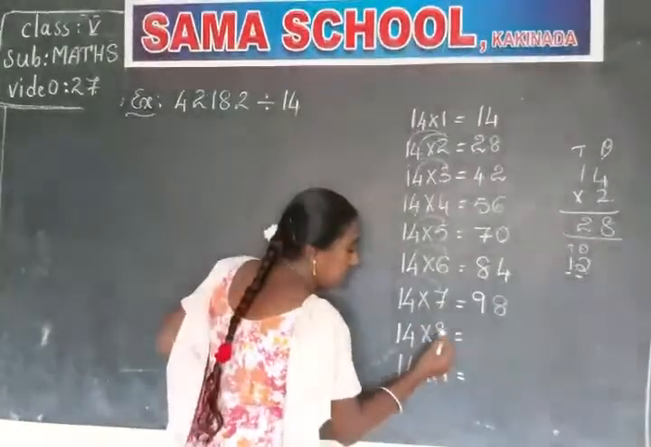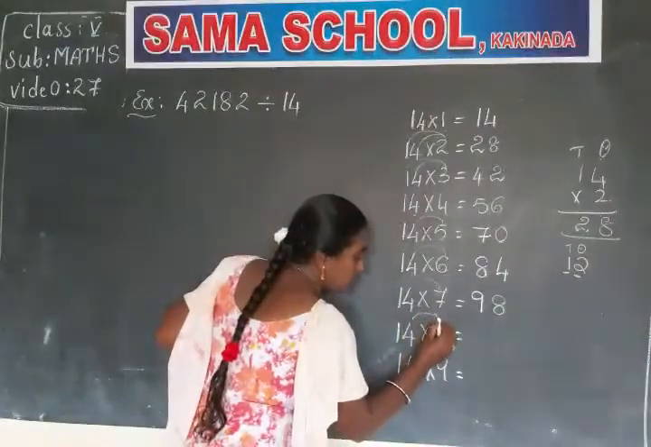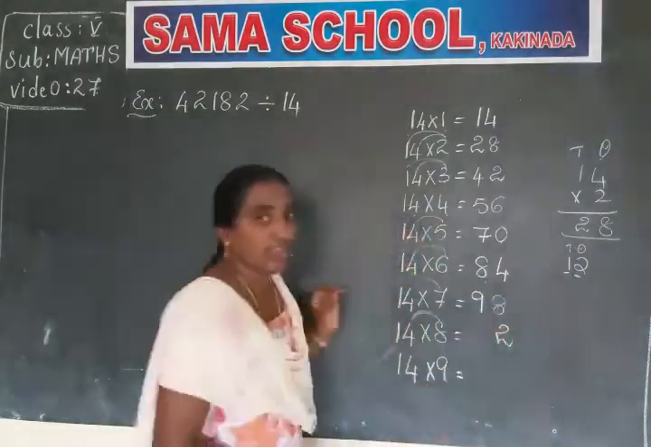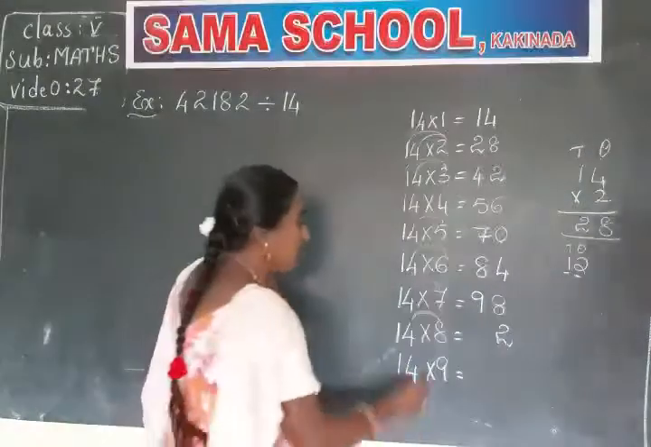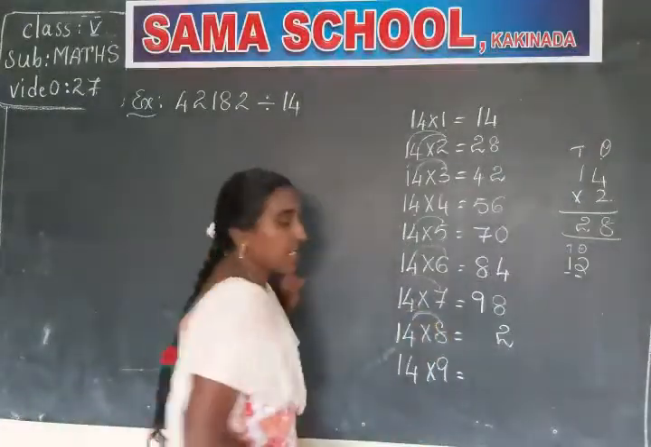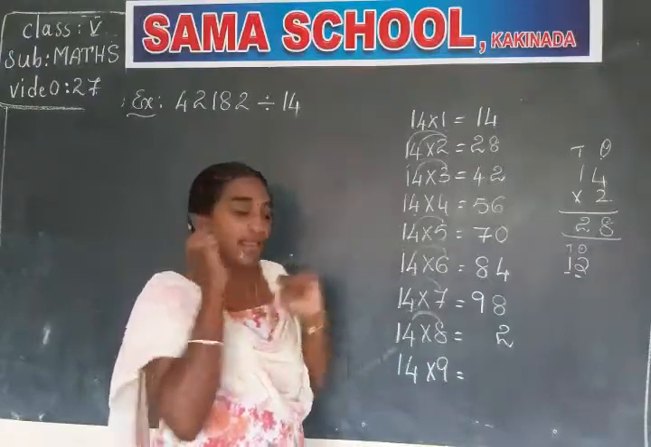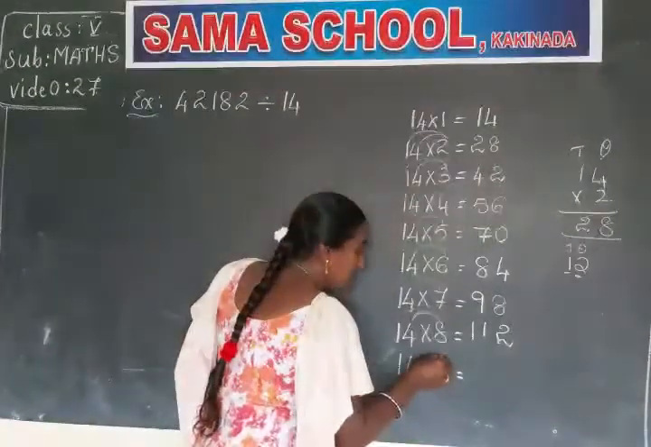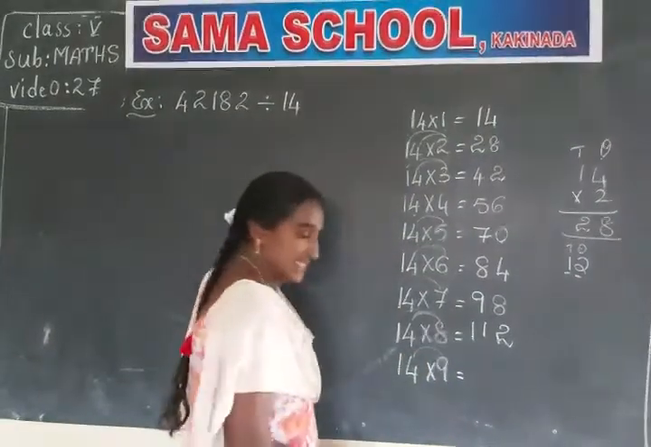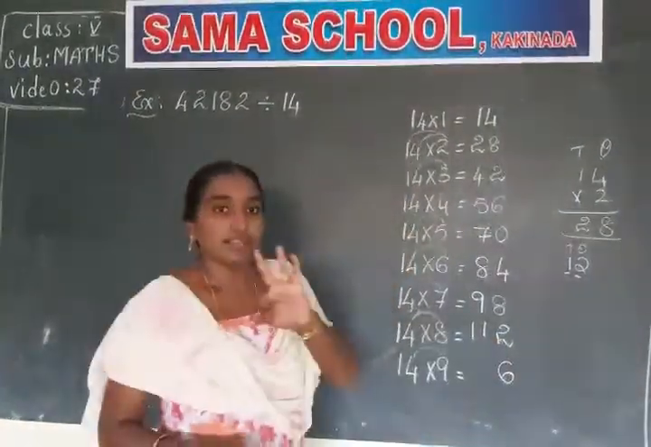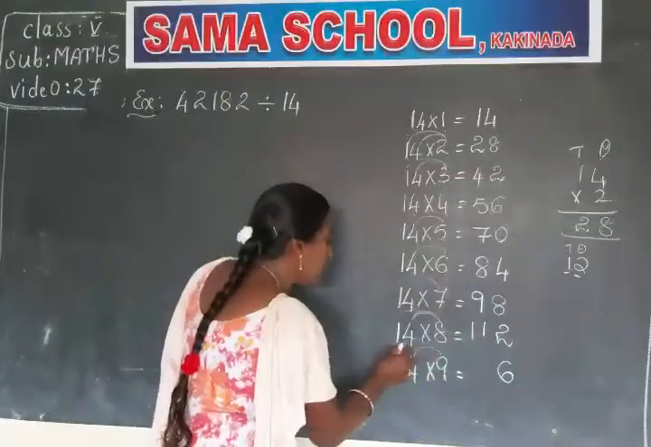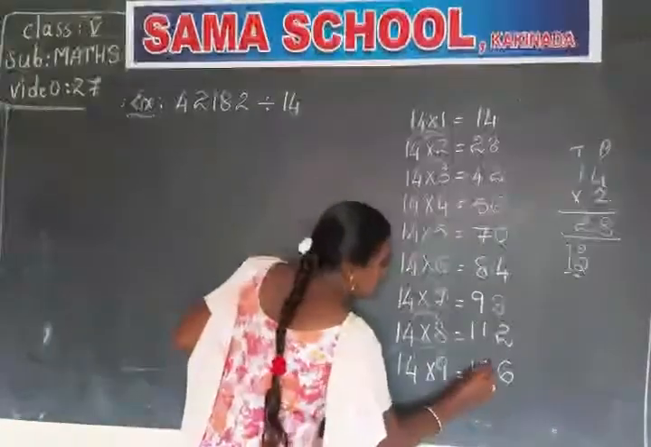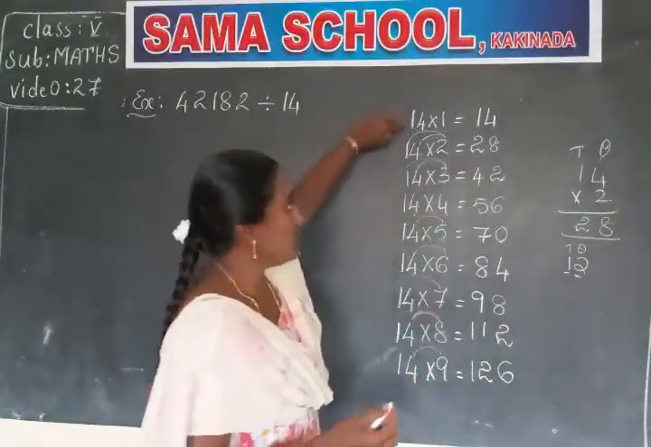Now 14 eights are. 8 fours are. How much? 8 fours are 32. Write 2 here and 3 in the mind. Okay. Now 8 ones are 8. 8 plus 3, 9, 10, 11. So this is 112. 9 fours are 36. Write 6 here and 3 in the mind. 9 ones are 9. 9 plus 3, 10, 11, 12. So this is 126.